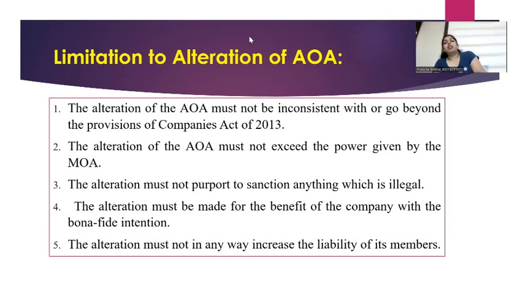Now the alteration must not in any way increase the liability of the members. For example, we had the liability clause in our memorandum of association, and the liability of members, the articles of association cannot change. It must remain as is. It cannot be changed. That is something we need to keep in mind.